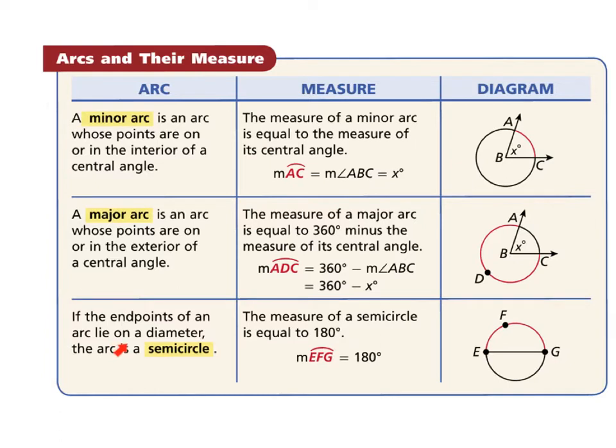If the endpoints of an arc are on the diameter, then the arc is a semicircle. And you should know that, for example, the measure of angle EFG would be half of a circle. So that would be 180 degrees.